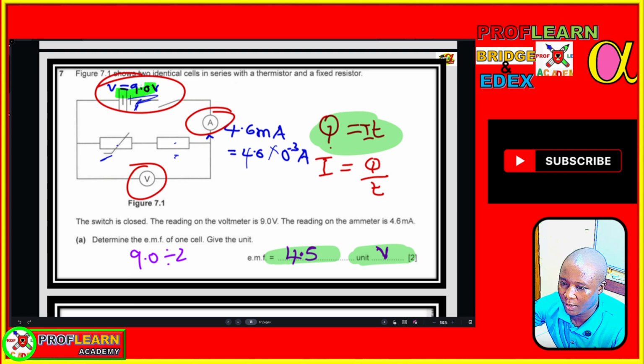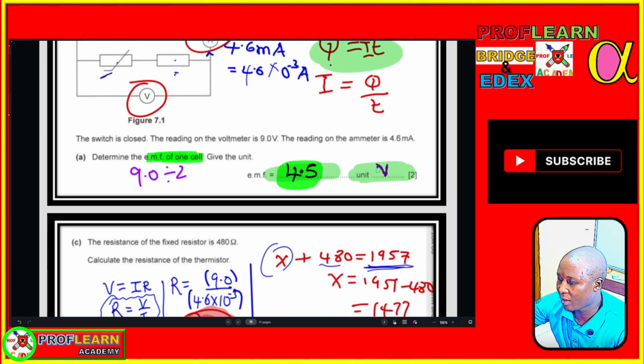The EMF of the cells is 9.0 V. Now determine the EMF of one cell. Because there were two, the EMF of one cell will be 9.0 divided by 2, and that's going to be 4.5, and the unit for EMF is volts. Something I also need to mention here is that you need to know how to define EMF. EMF is the amount of work done to move a unit charge around a complete circuit, while potential difference is the amount of work done to move a unit charge between 2 points in a circuit.